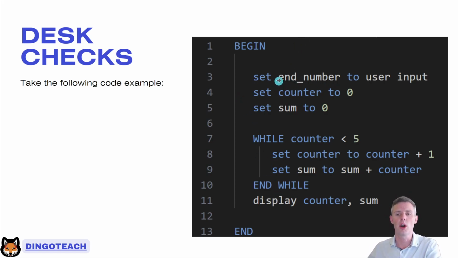So let's have a look. We have got one variable, end number. We've got one for counter, one for sum, and I think that is everything. Yep. The only other thing we've got is this user input. Realistically, that's the same as if you were using Python and you use the input command to get a value for your variable. So let's set up our desk check.